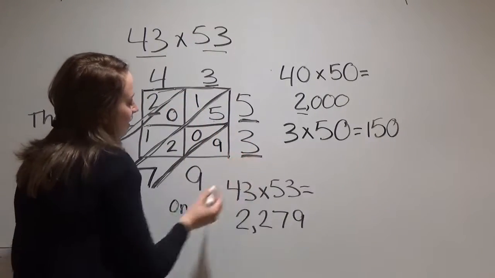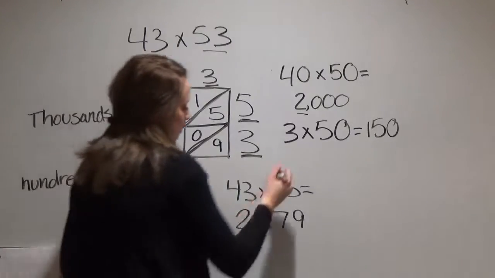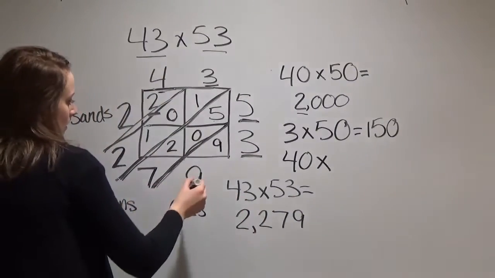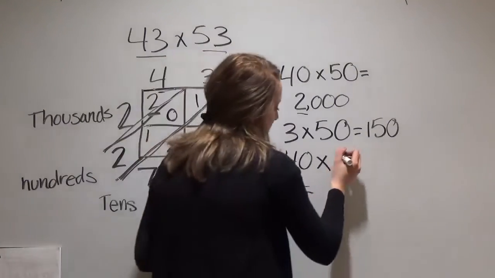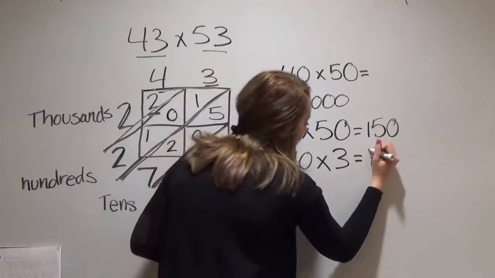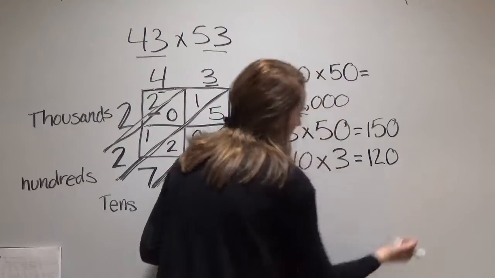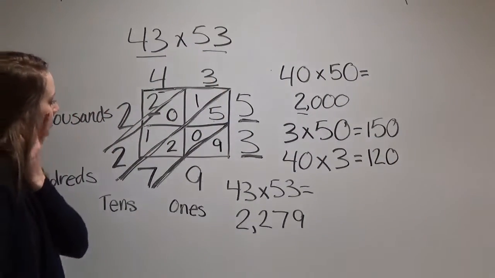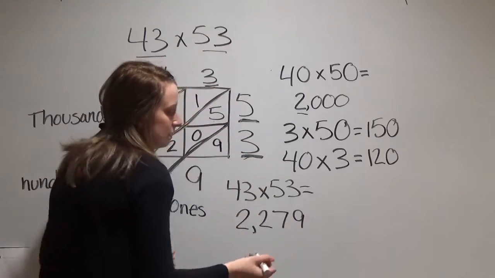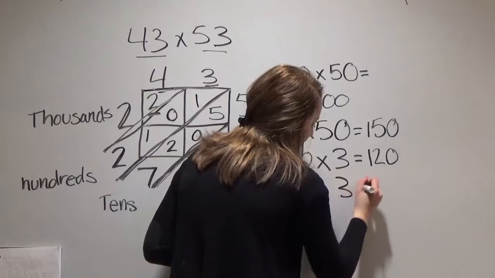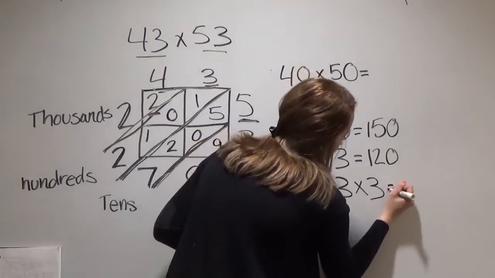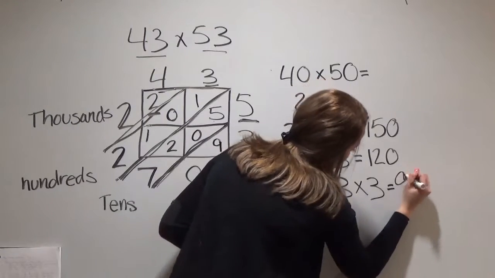When we do 4 times 3, our 4 is in our tens place, which is 40, times 3 in our ones place, so that's just a 3. 4 times 3 equals 12, add a 0 at the end, 120. When we do 3 times 3, they're both in the ones place, so it is just 3 times 3, which equals, in our heads really quick, 9.